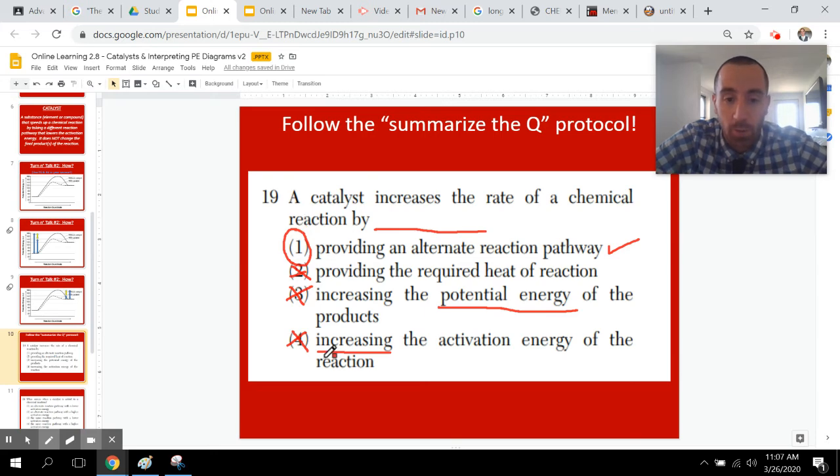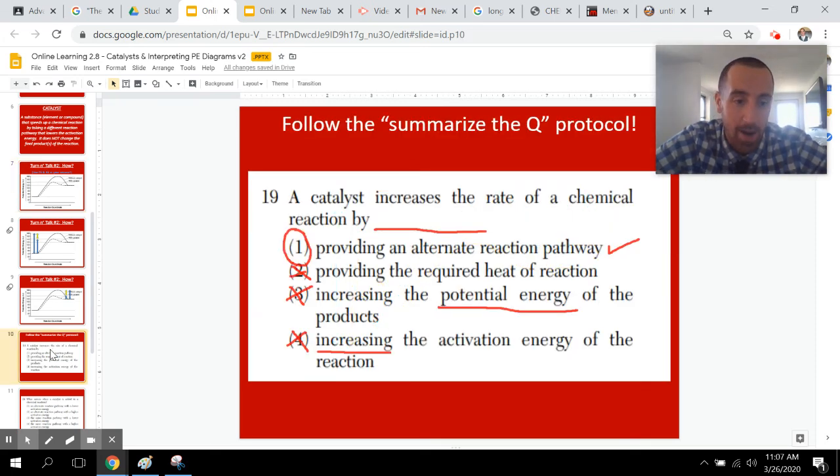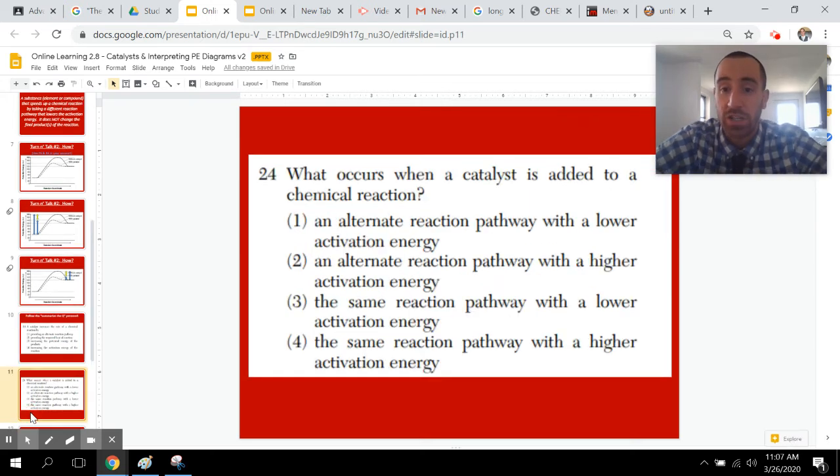And for a little bit of visual proof, go back to that slide that we doodled on. Without a catalyst, we have 140 kilojoules as our activation energy for the forward reaction. When we add a catalyst, it decreases that activation energy. It does not increase it. It lowers the activation energy. It does not raise or increase the activation energy. So number 4 is incorrect. Number 1 is right. All right, let's look at another Regents question.